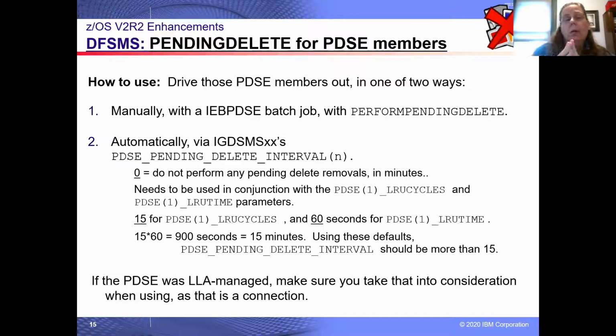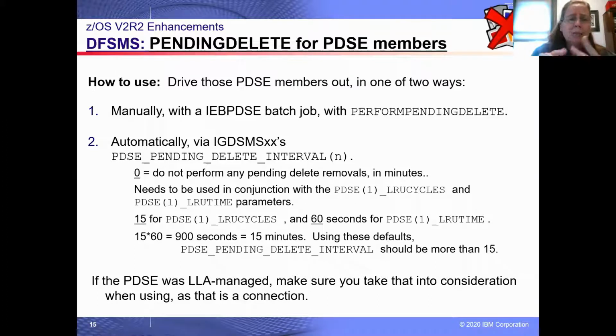Okay, now in the PARMLIB member, the default for the PDSE pending delete interval to clean out all those pending deletes is 0, meaning it's not going to use it. So that's why really I'm talking about it, because this is something that's not turned on by default. You have to turn it on. So the number that you put in there, n, under PDSE pending delete interval, will be the time in minutes. Now, what does that mean? What is the interval? What is it going to do?